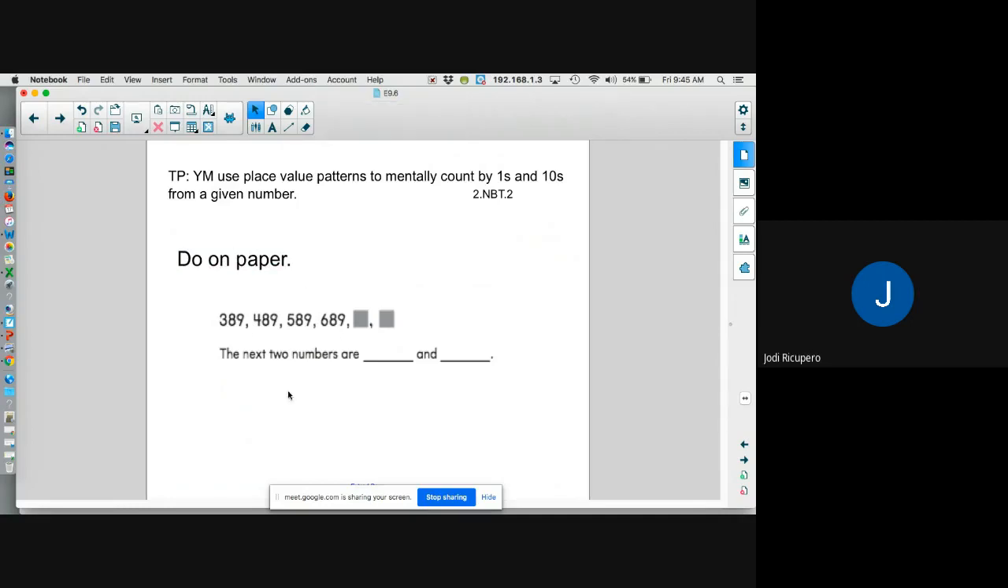Okay, so now we have 389, 489, 589, 689. What's going to come next? What digit is changing? Good. If you said it's going to be 789 and 889, you are correct.